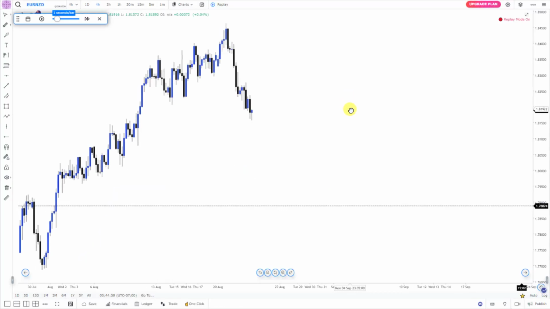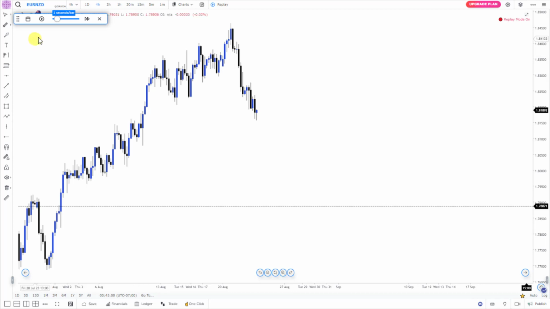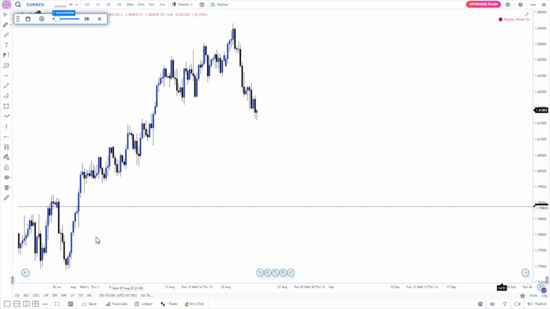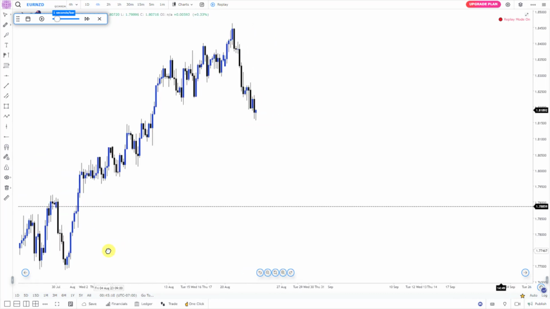And here is the example. This is the EUR/NZD price chart, the 4-hour time frame. From what you can see here, price has been pushing to the upside. You see the momentum, price was moving to the upside. At this point, price pushed to the upside, we have the sign of weakness, which I explained.